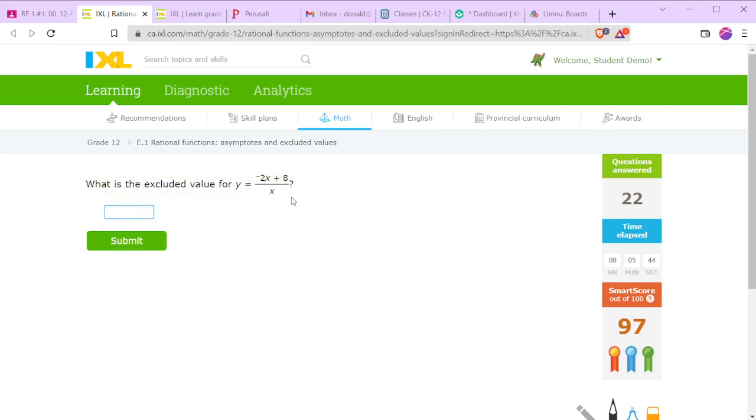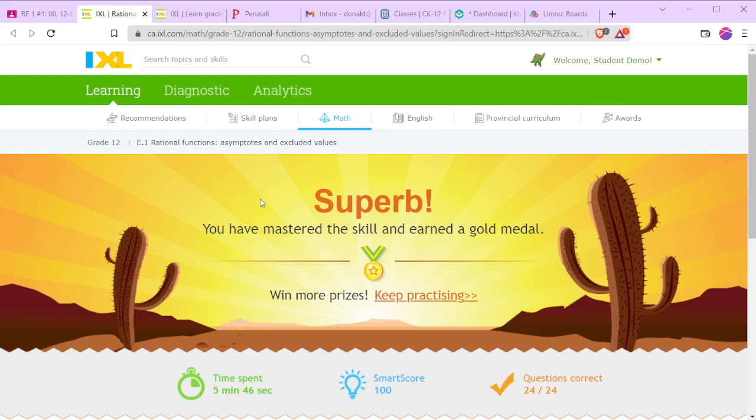The excluded value here is at 0. Notice that the numerator has no impact on the excluded value. It's only the denominator that matters. Finally, this excluded value is also 0. So that completes our solutions for IXL 12E1, rational functions about asymptotes and excluded values.